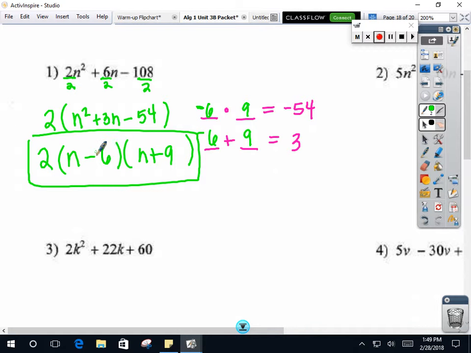Now, the reason it wouldn't be correct if the 2 was not there is because, think about it. If the 2 wasn't there and somebody distributed this, is n times n going to give them 2n squared? No. But with the 2 there, once you do n times n, you get n squared, and once you multiply it by 2, you get the 2n squared. Okay, so now let's look at number 3.